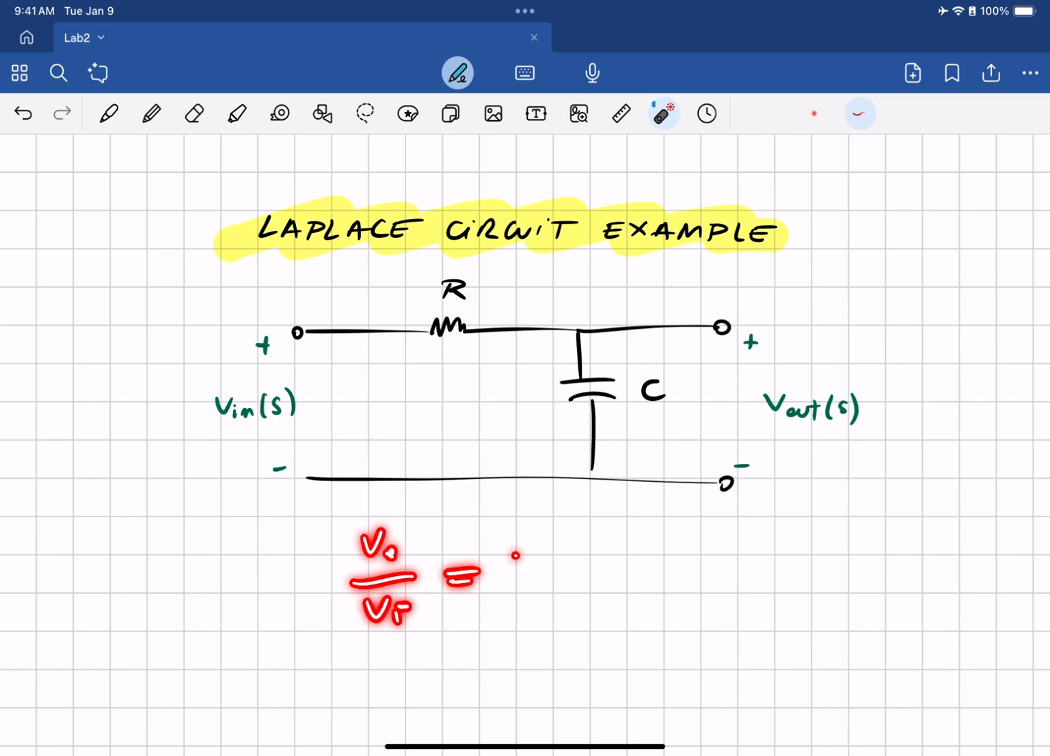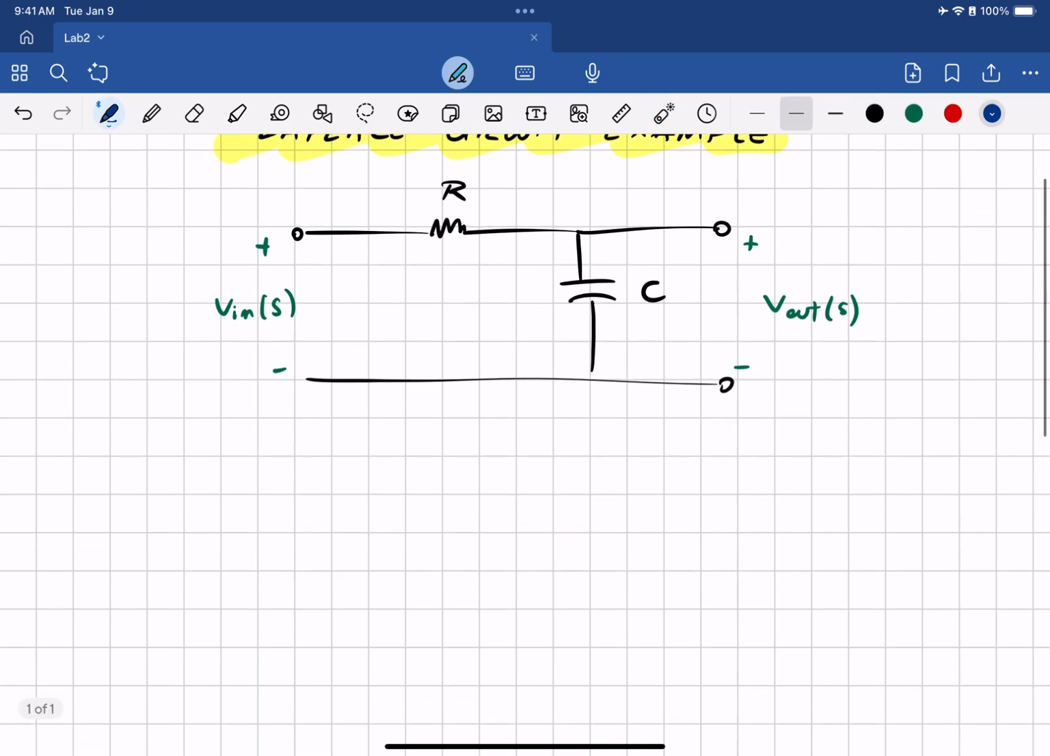And that's exactly what we call the transfer function. How the circuit is essentially transferring what input we're putting on the left side into what is happening in terms of the output. So let's go on with this example.